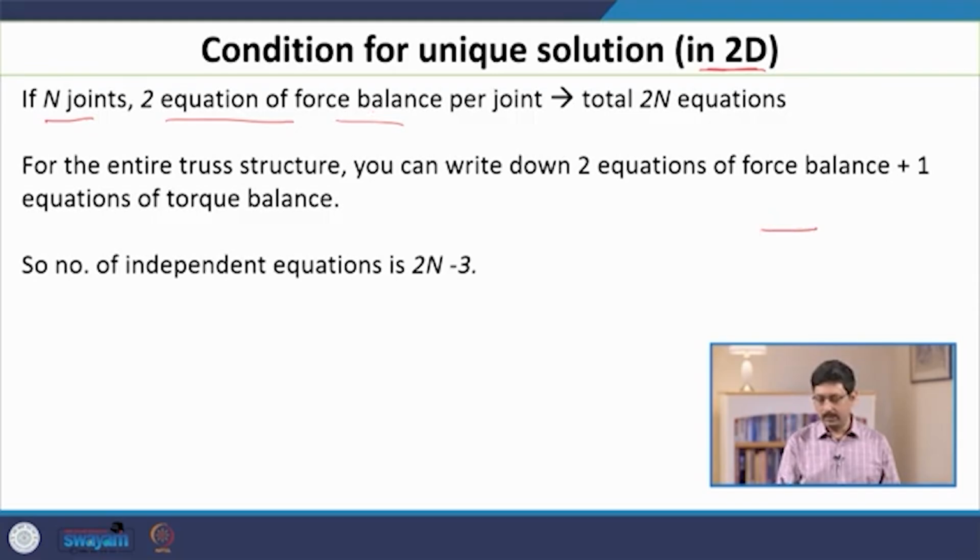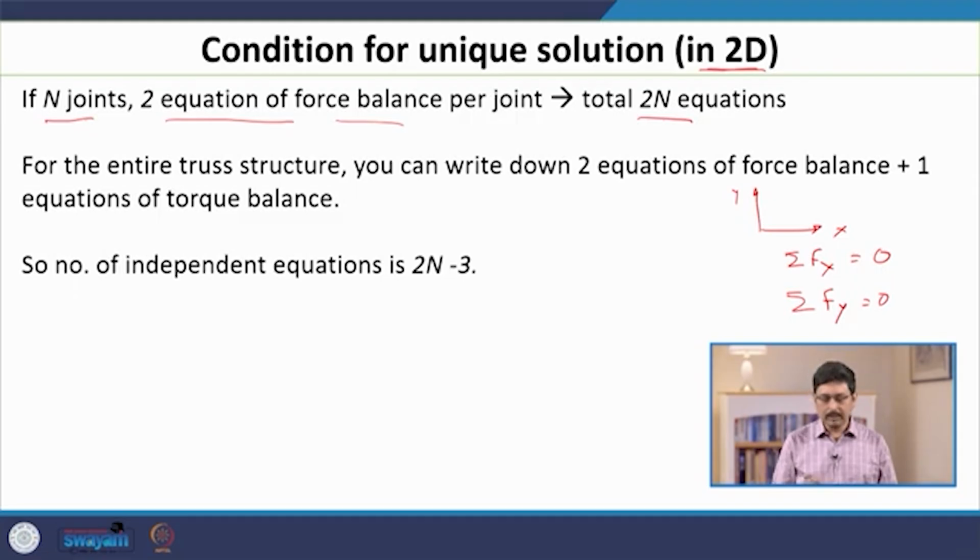So, let us say you take this as your x axis and this as your y axis. If you choose this Cartesian coordinate system, then you have a force balance equation for all the forces in the x direction: the sum of the x components of all the forces is 0, and similarly the sum of the y components of all the forces is 0. So, these are the two equations that you can write down for one node or one joint. Now, if there are n joints, then you have a total of 2n equations.